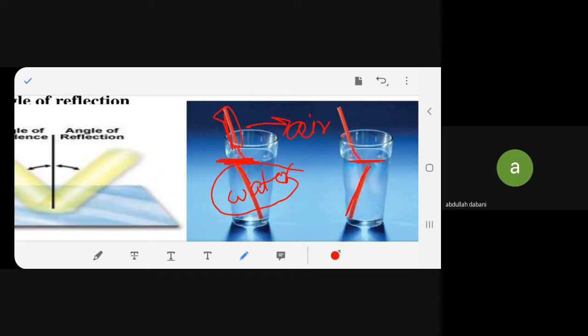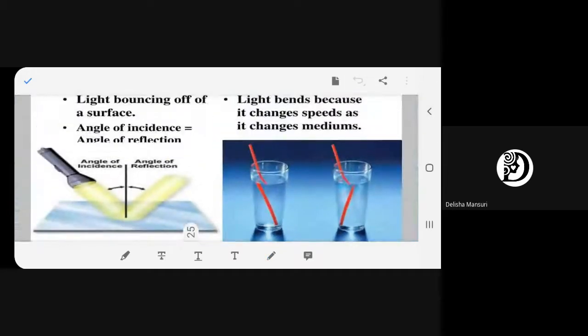It looks broken. The pencil looks broken. So what is happening? The light is bending. What is happening, beta? The light is bending, and that bending of light is known as refraction. Do you understand now? Yes, ma'am. Okay, fine. So do this activity at home today.